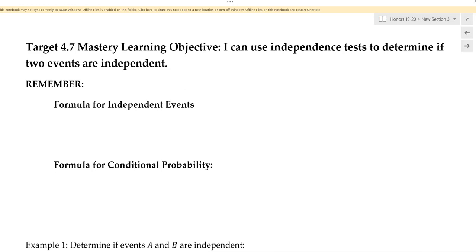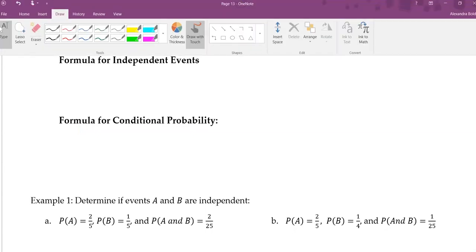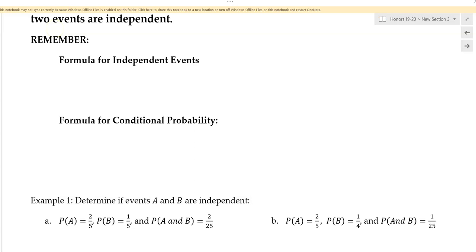So like researchers or any of that, they'll look at these things and try and decide, does this affect this or are they independent? Okay, so a lot of times we have to test for independence using the data that we're given. So we have two independence tests that we can use. Things to remember is the formula for independent events is the probability of A and B equals the probability of A times the probability of B.